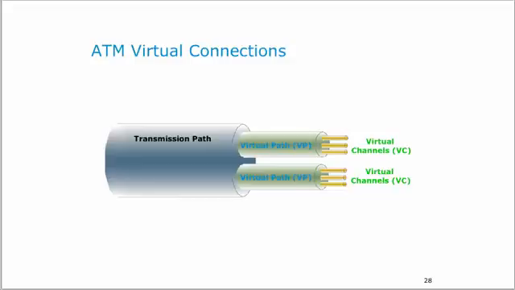VPIs and VCIs are established during the connection setup phase. These values are carried in the headers of ATM cells to facilitate switching. Virtual channel. A VC connects two ATM endpoints and is the basic unit of switching in an ATM network. VCs are established for the duration of the connection only.